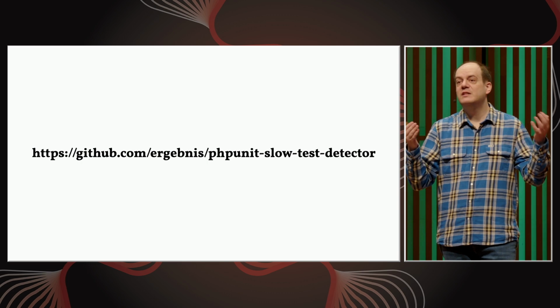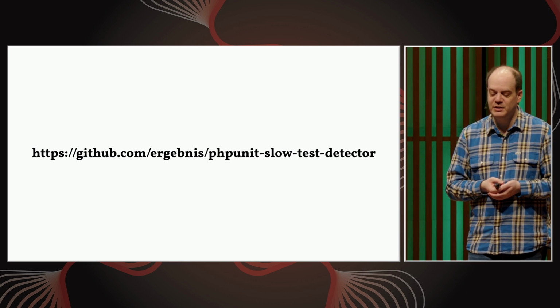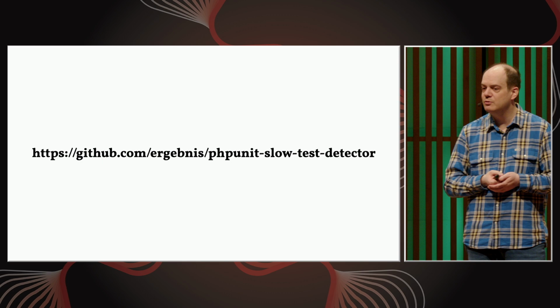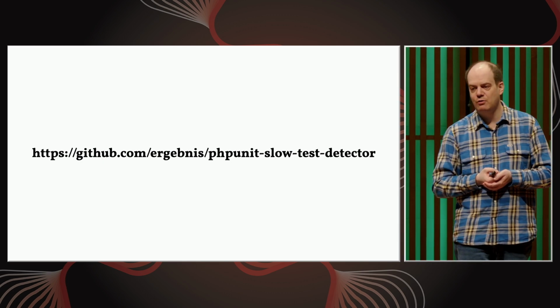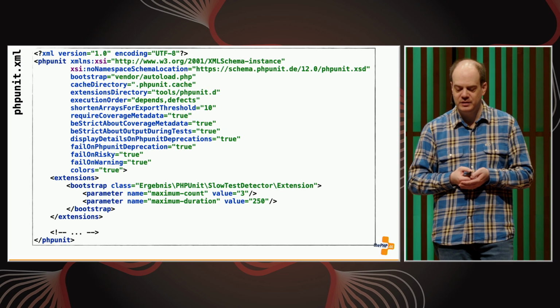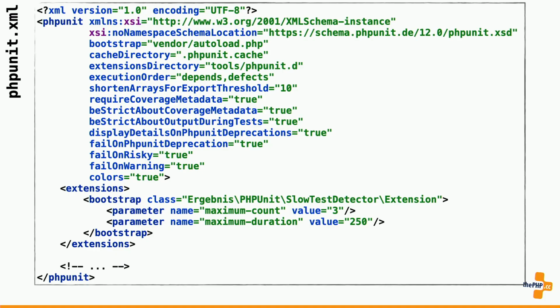So one small extension that I would like to show you is PHPUnit slow test detector, because sometimes it's useful to know which are the slowest tests and how slow they are in my test suite. This is just something that you install using Composer again, or as a PHAR if you're using PHPUnit from a PHAR. And then you just say, okay, I want to see the slowest 3 tests, and I consider every test to be slow when it takes longer than 250 milliseconds, or whatever that is.